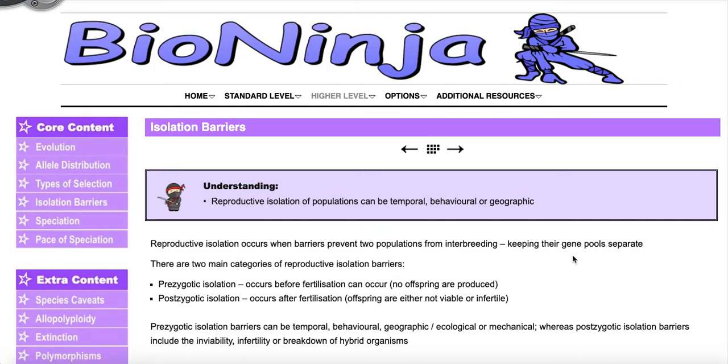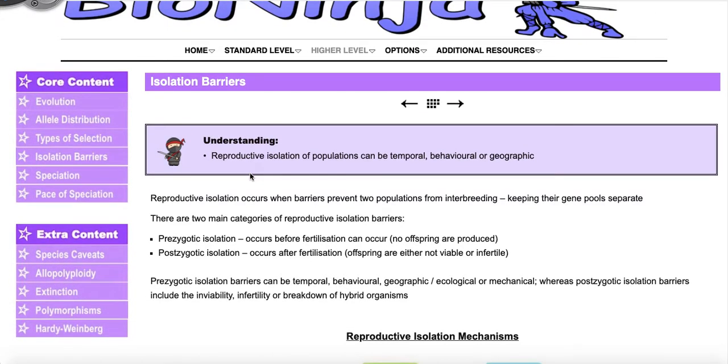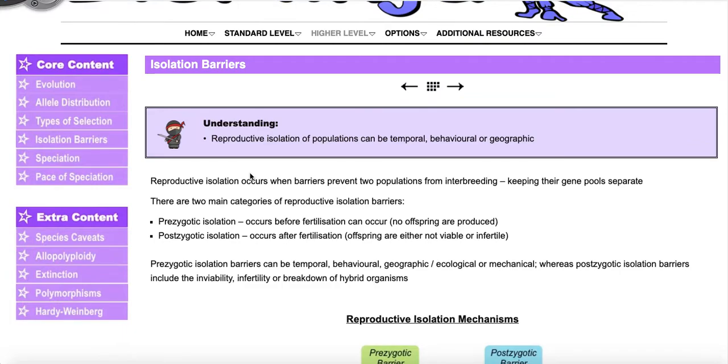Hello students. All right, so today we are going to do higher level 10.3 and we're going to be looking at isolation barriers and we're going to be looking at examples of different isolation barriers that are prezygotic and postzygotic.